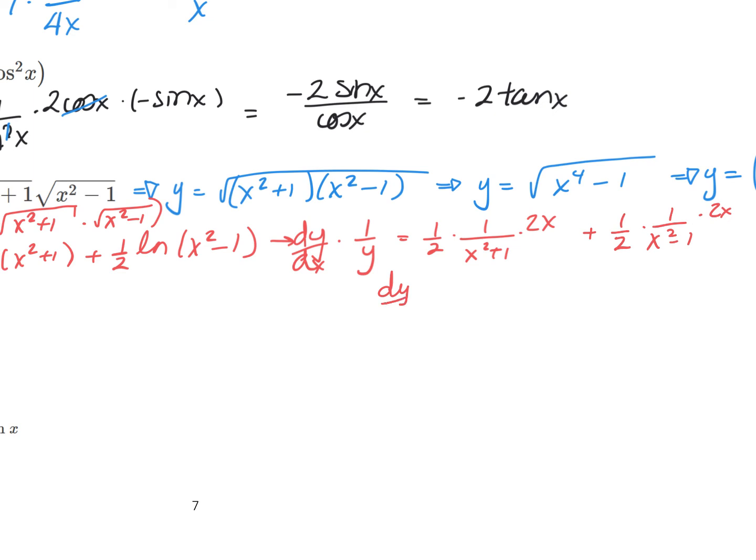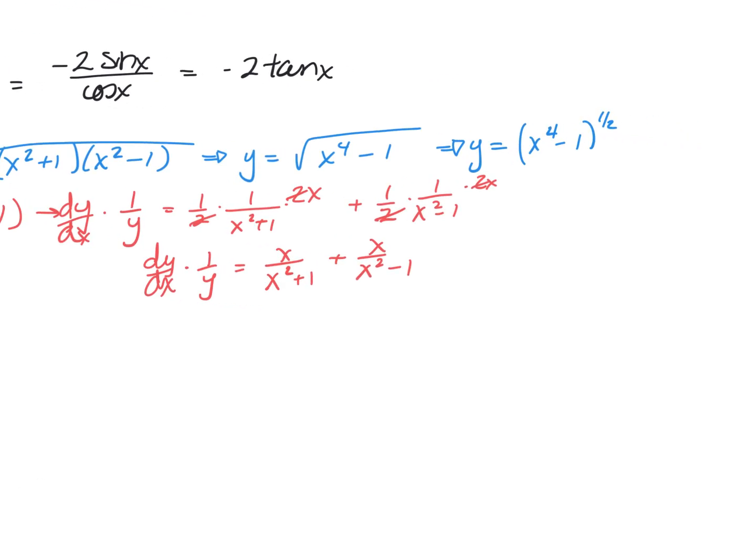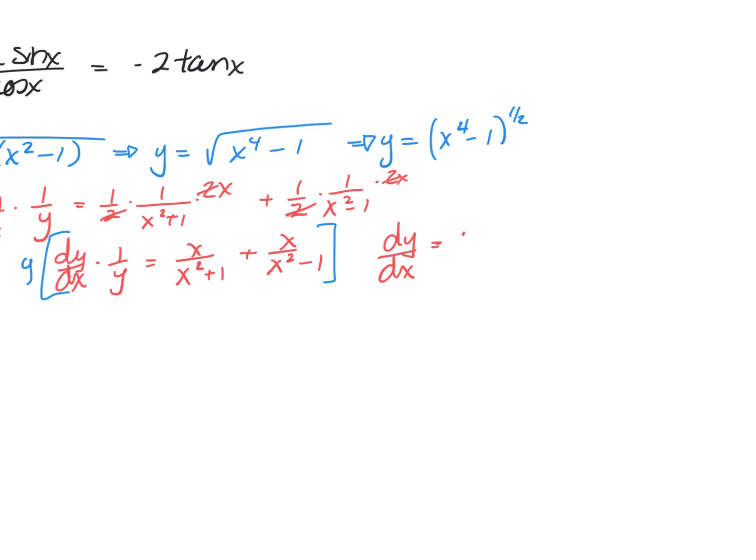So I get dy/dx multiplied by 1 over y is equal to, and I'm just going to clean this up just a little bit, x over x squared plus 1, and then plus, these 2's will cancel, giving me x over x squared minus 1. Now I can't leave this as dy/dx times 1 over y, so I'm going to multiply both sides by y. When I do that, I'll have dy/dx by itself. dy/dx is equal to, now remember, y was the square root of x squared plus 1 multiplied by the square root of x squared minus 1.